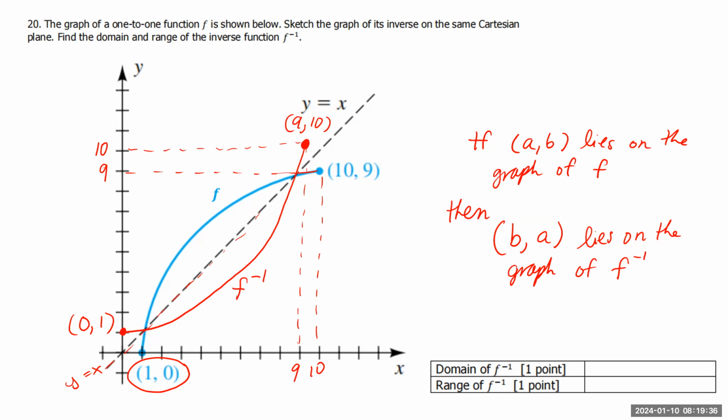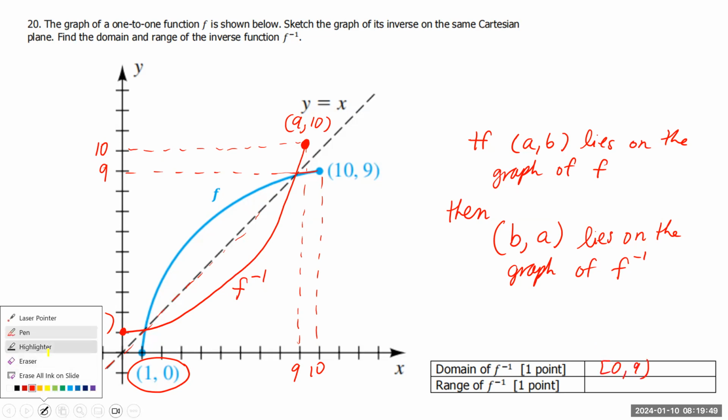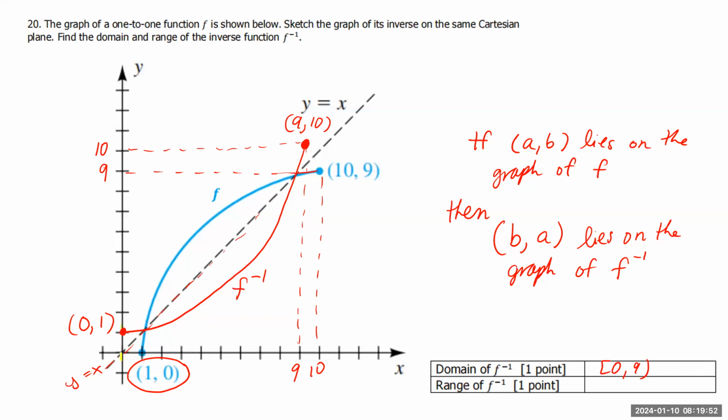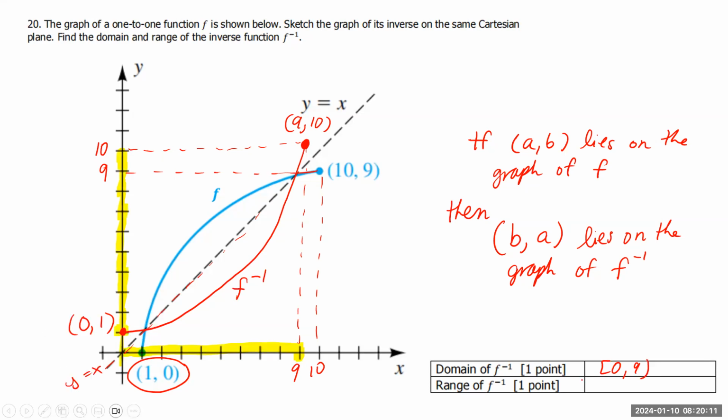Then, to answer the domain of f inverse, just look at the red graph. The domain is from 0 to 9, because those are the only bounds of our x values. So from 0 up to 9, this is our domain. And for the range, we start at y equals 1 up to 10. These are our y values, this is the range. So our answer for the range is from 1 to 10.